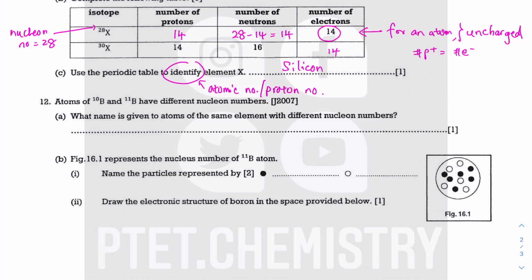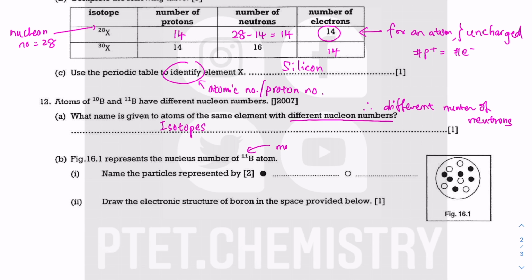Alright. Number 12, the last question in this work. Atoms of the same element with the same proton number but different nucleon number, therefore a different number of neutrons. This is going to be called isotopes.